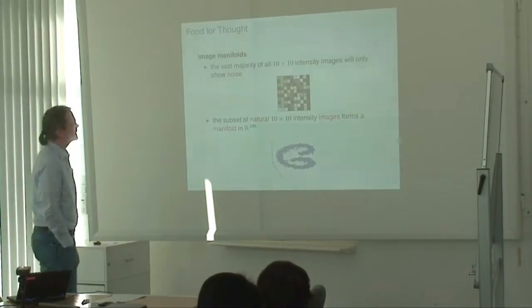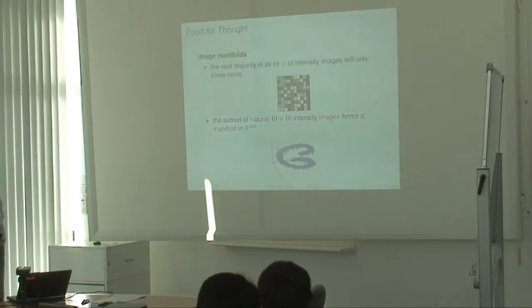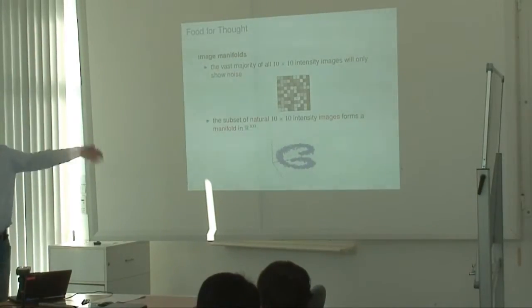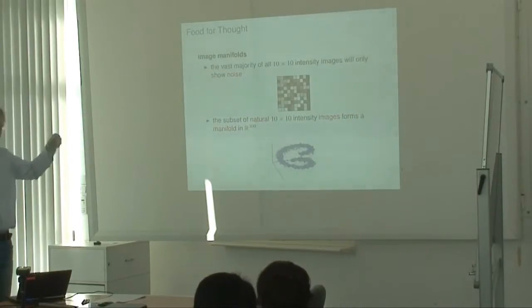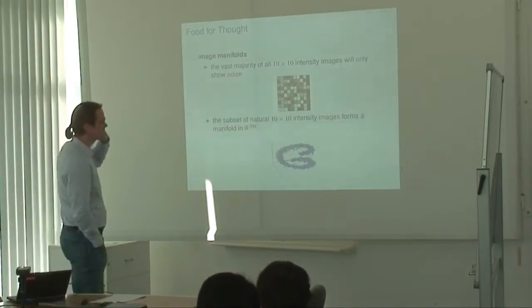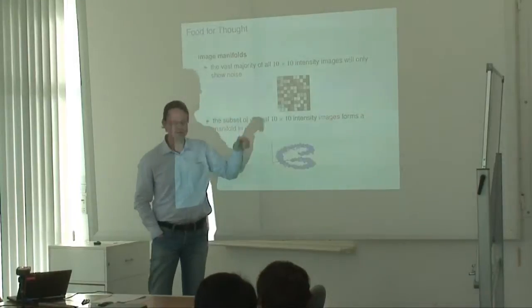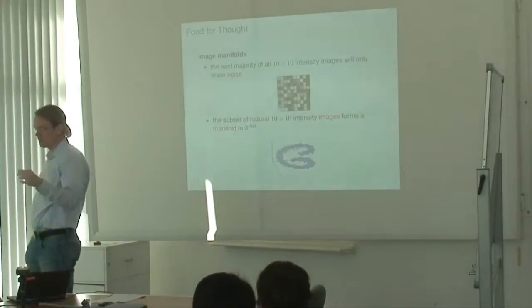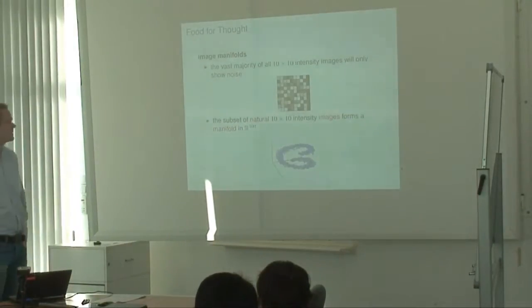Now, unfortunately, I cannot illustrate 100-dimensional vectors on a 2D plane, right? So this is a matrix of 10 by 10 pixels, but we can think of it as a vector of 100 entries.